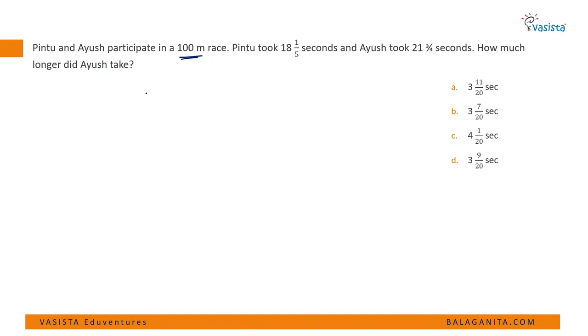Right. Now, what we need to do first of all: Pintu, how much time did he take? He took 18 1/5 seconds. Right. Now, Ayush, how much time did he take? That is 21 3/4 seconds. First, let us convert these mixed fractions into improper fractions.